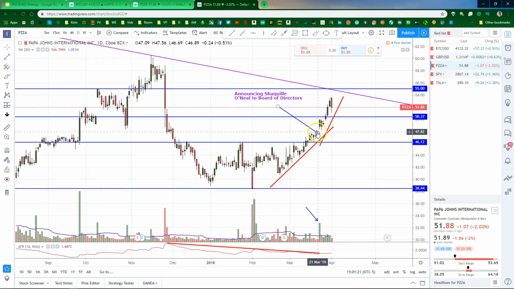You can see right here where the announcement took place of O'Neal to the board of directors, and announcement day came with quite a bit of volume. So that was nice, but the volatility is still sliding since late last year. So it doesn't seem like there was much of a boost of volatility here. Now, I did notice here that I had this trend line drawn. This wasn't really a trend line.